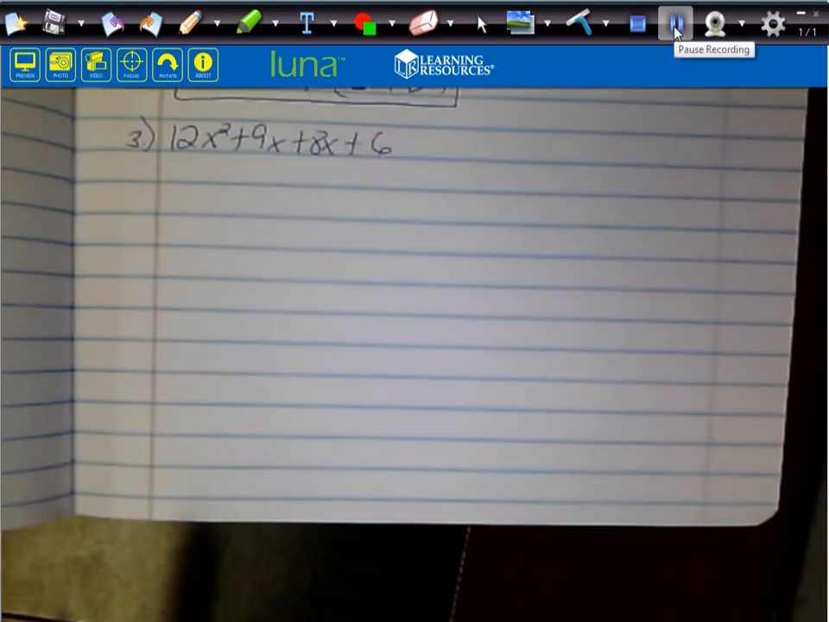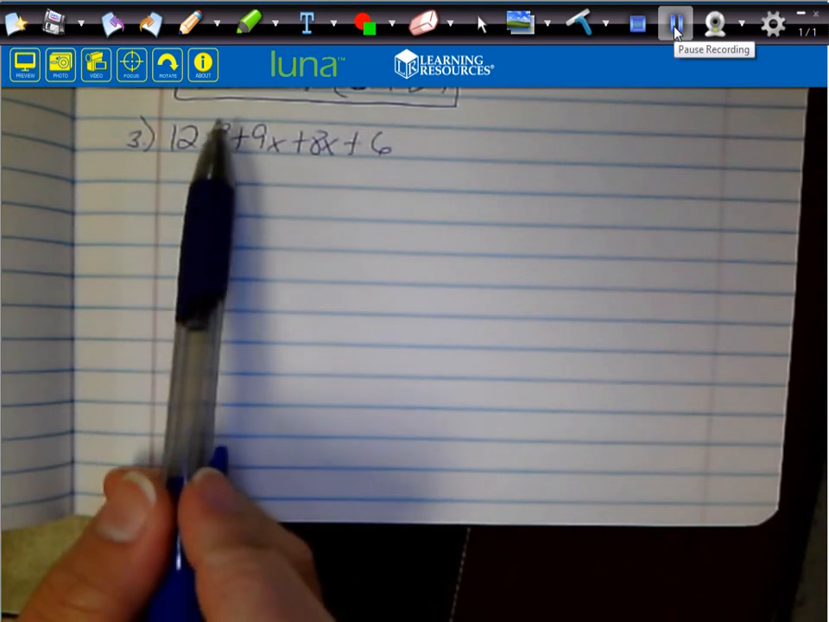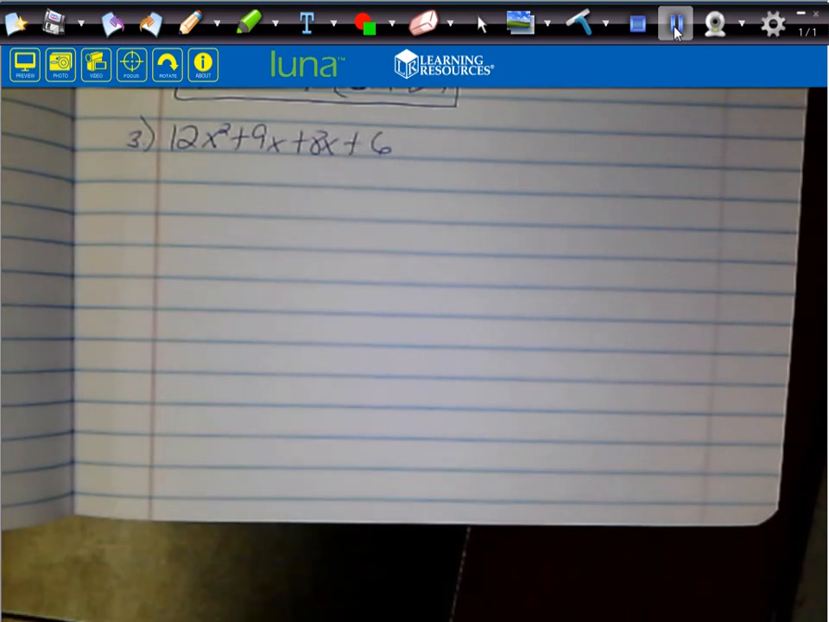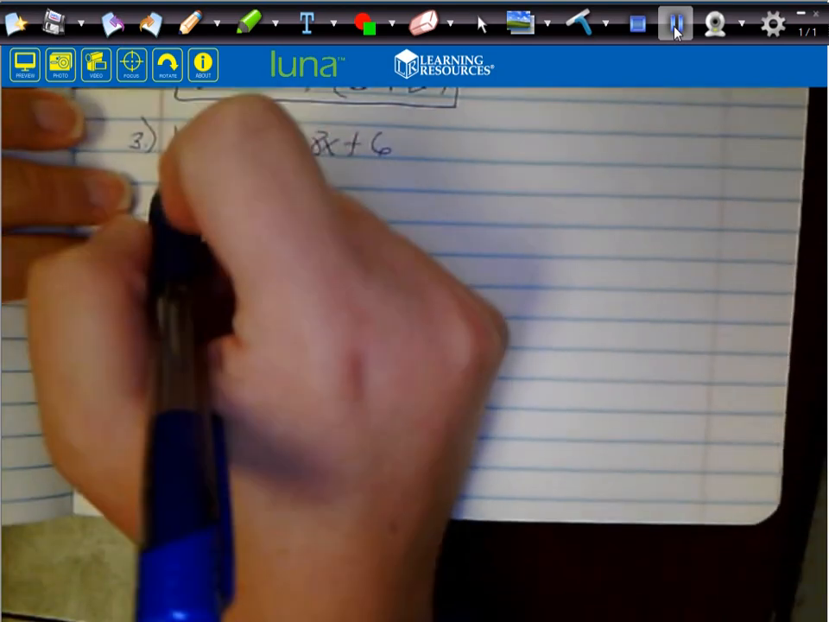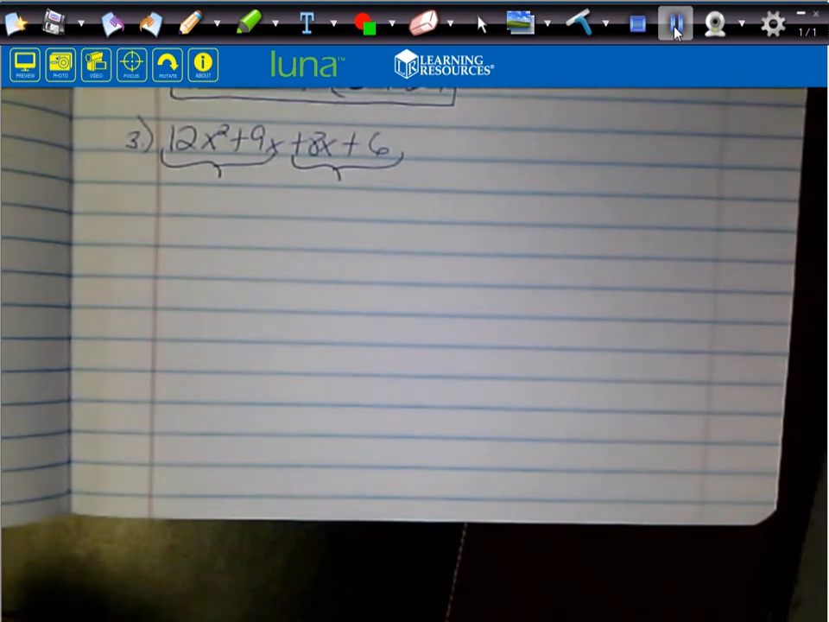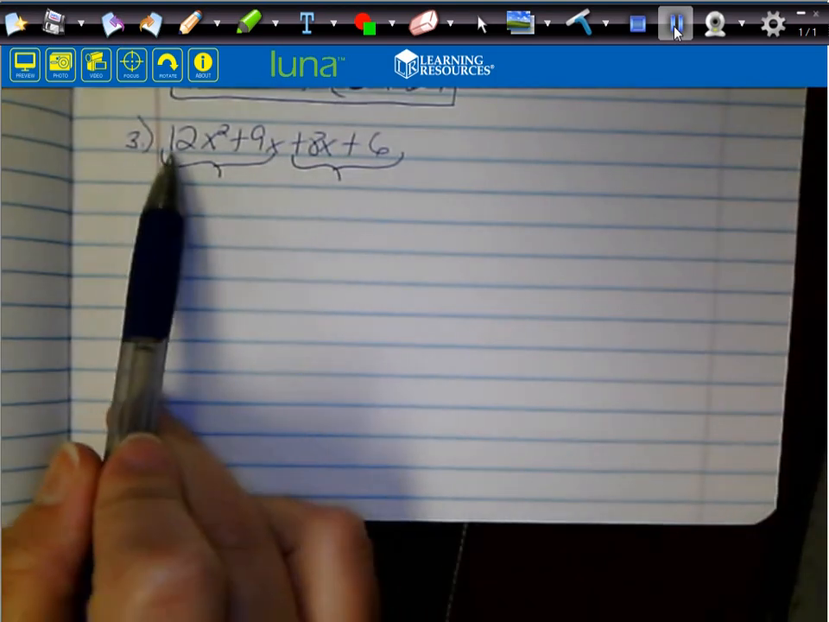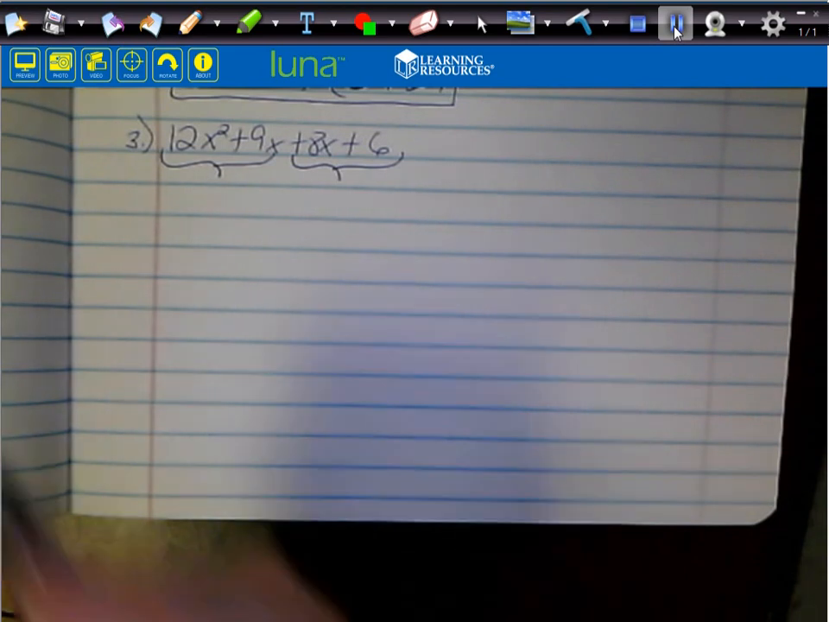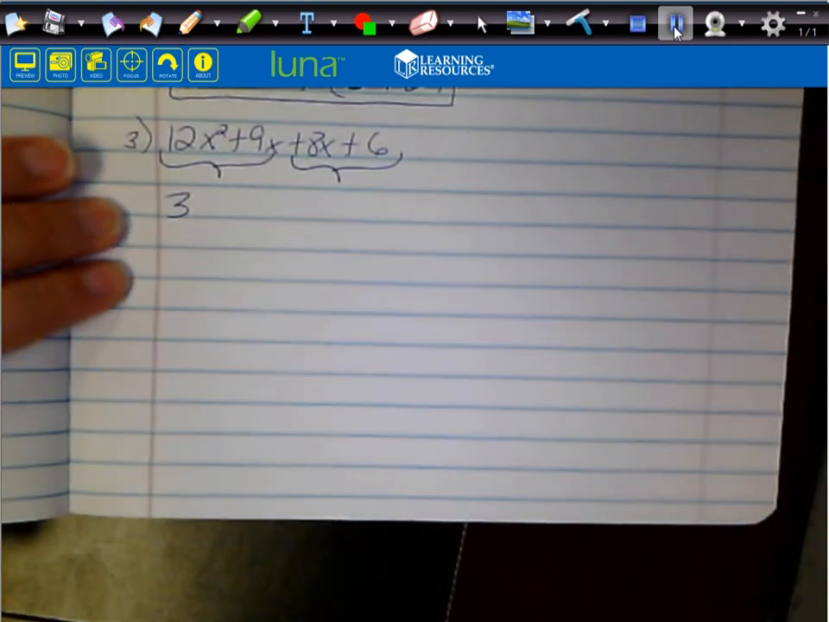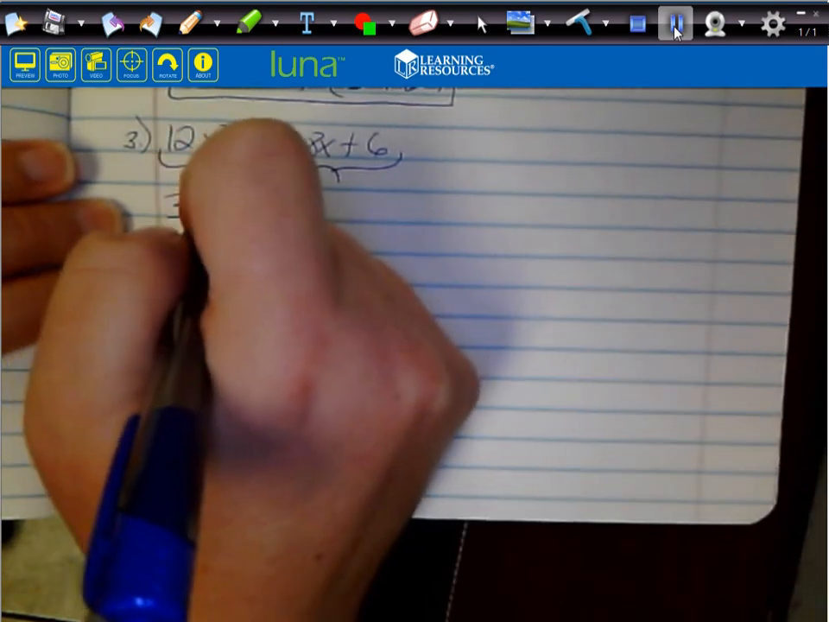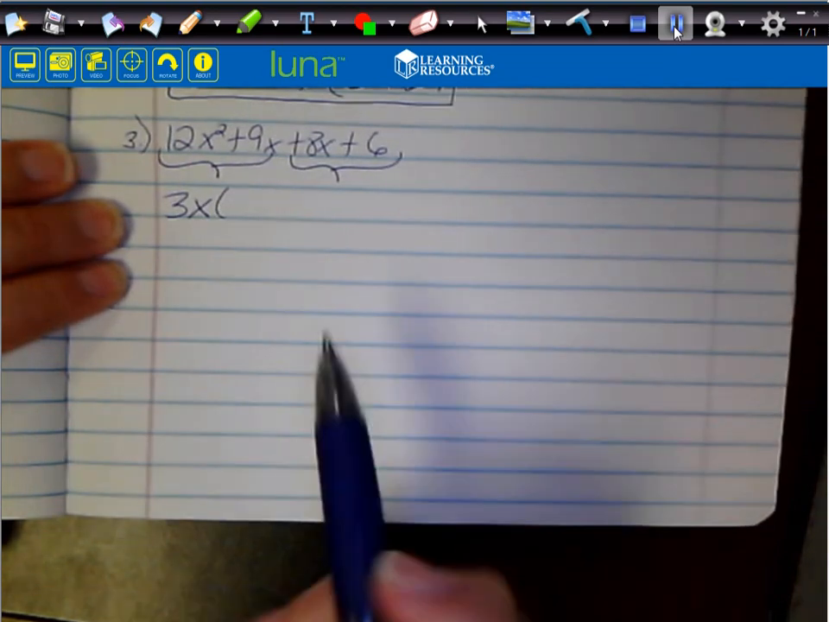All right, go ahead and write down number 3. Number 3 says 12x squared plus 9x plus 8x plus 6. All right, again, we're going to factor by grouping, so I'm going to group the first two together. I'm going to group the second two together. The first one I have 12 and 9, so I'm going to check that factor sheet and figure out the greatest thing 12 and 9 have in common, and that would be a 3. The 12 has 2 x's and the 9 has 1, so they both have at least 1 x in common.